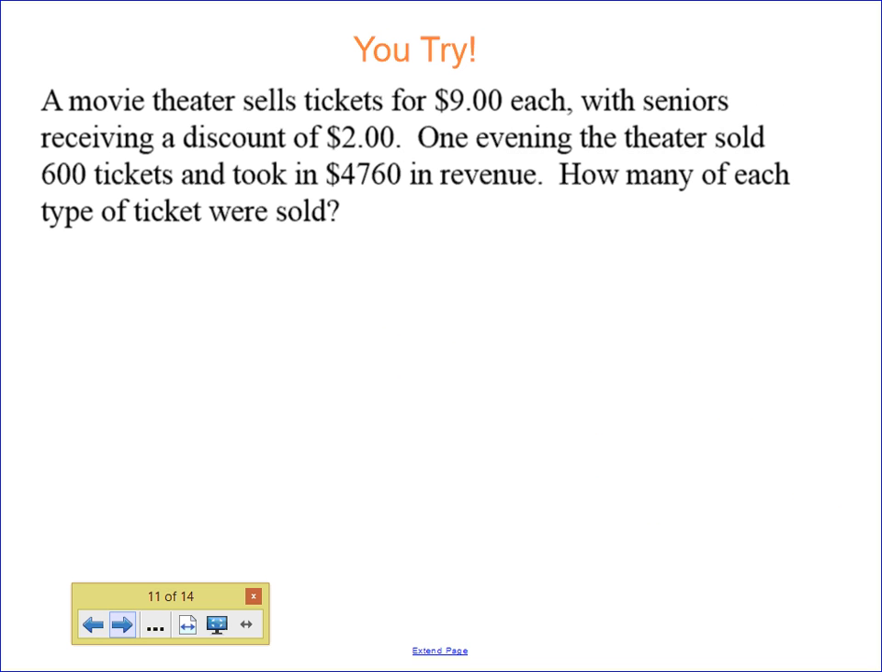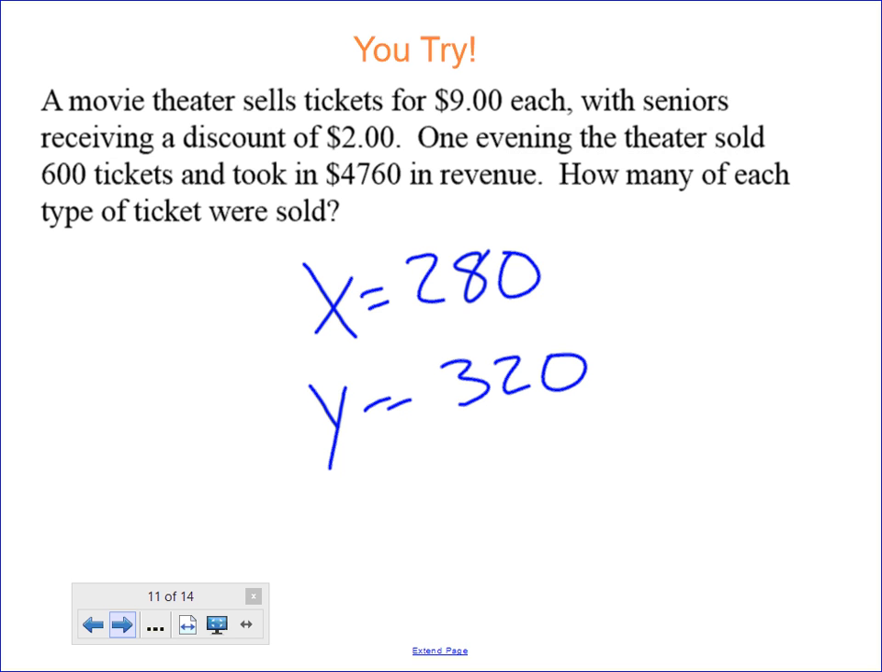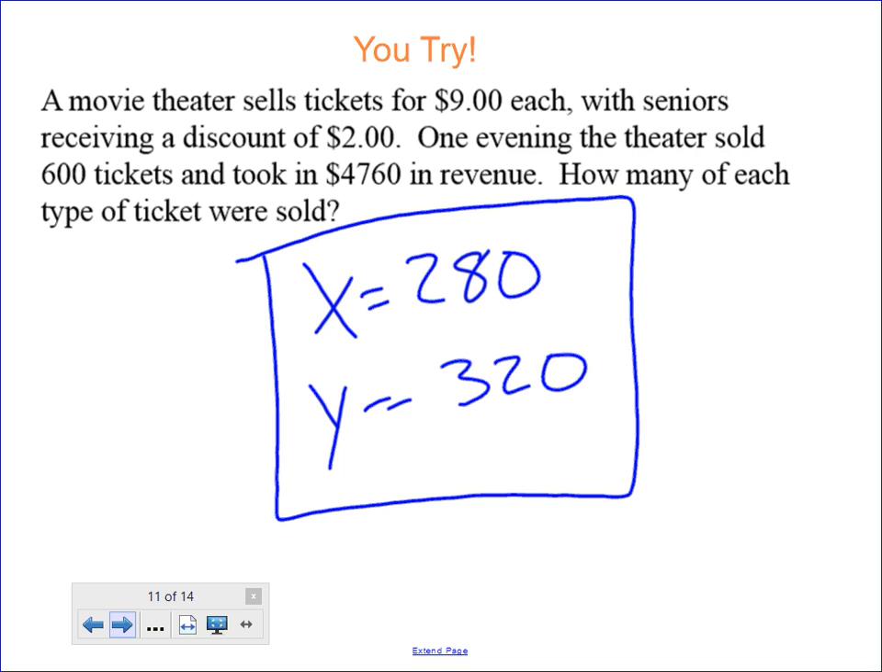And then for the word problem, you should get that x is equal to 280 and y is equal to 320. All right, there's your solution for the word problem.